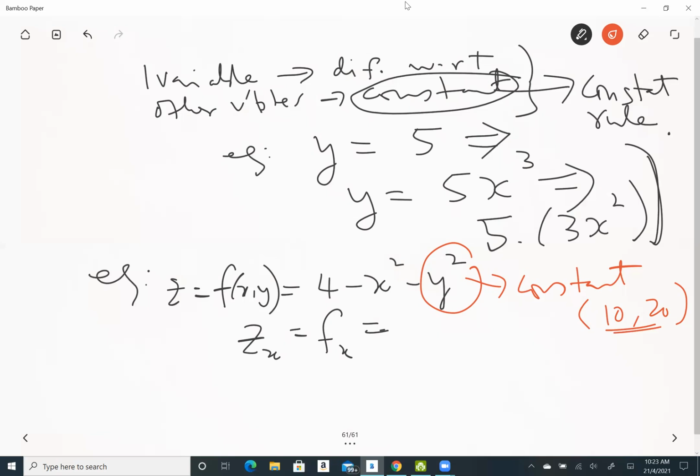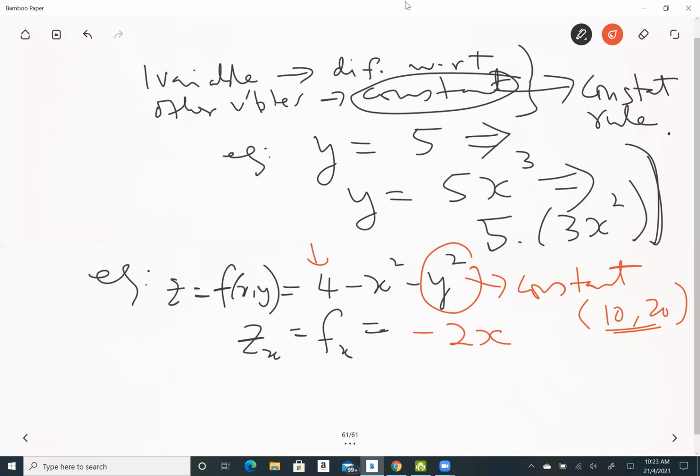The variable is only x. So what is the derivative? Now 4 is of course a constant. The variable is only x squared. So you got negative 2x. The y squared is a constant. You treat it as a constant, only when you take the derivative with respect to x.